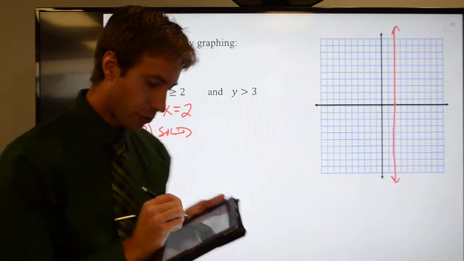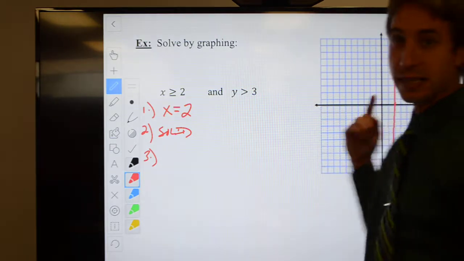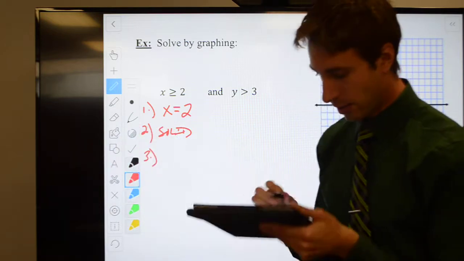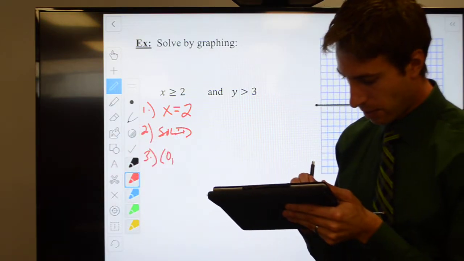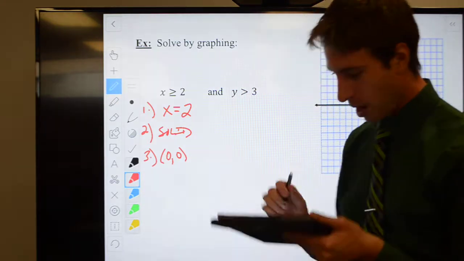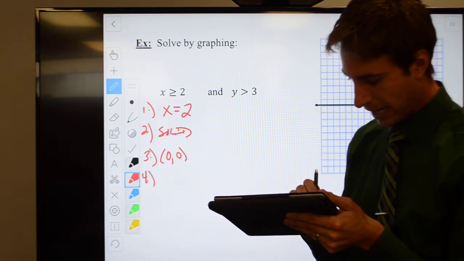All right, step 3. I need to choose a test point. My line does not go through 0, 0, so I can pick 0, 0. I am sliding back and forth here like crazy. So this video is hilarious to watch. So there's 0, 0. And step number 4, we plug it in.